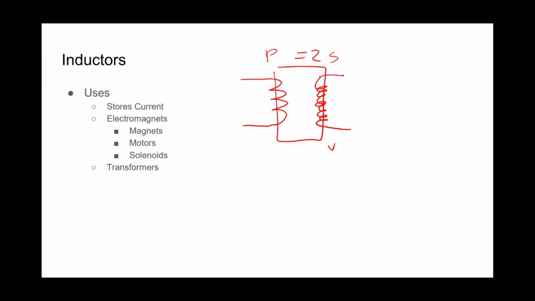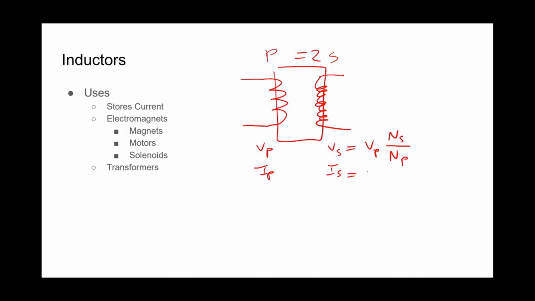So we have our voltage at the secondary, our voltage at the primary, our current at the secondary, I sub S, and our current at the primary, I sub P. Voltage at our secondary equals the voltage at the primary times the number of turns on the secondary divided by the number of turns on the primary.